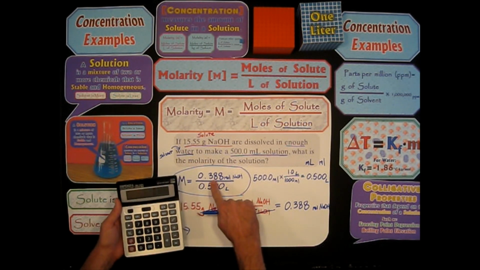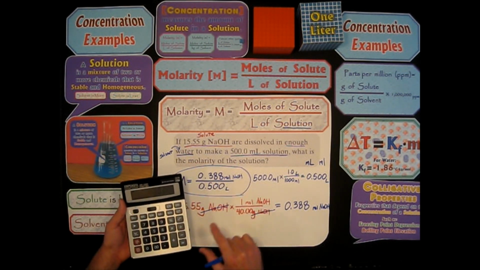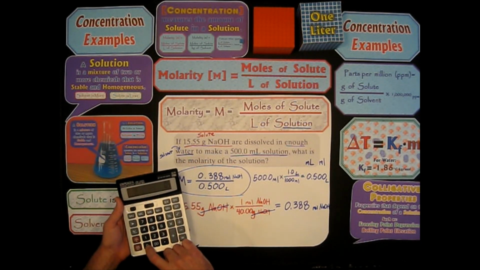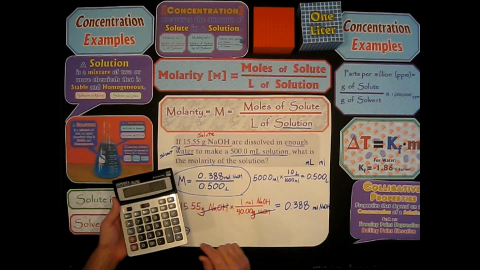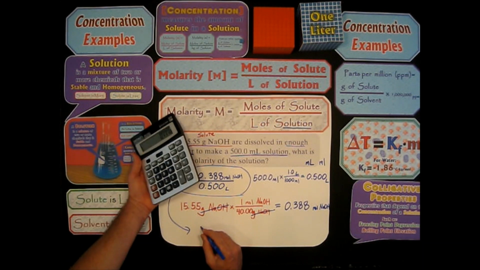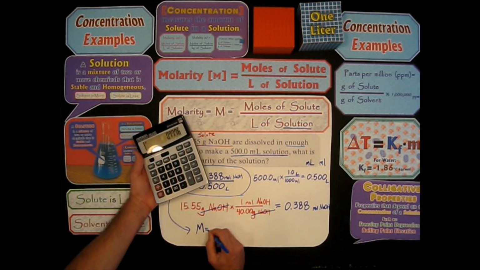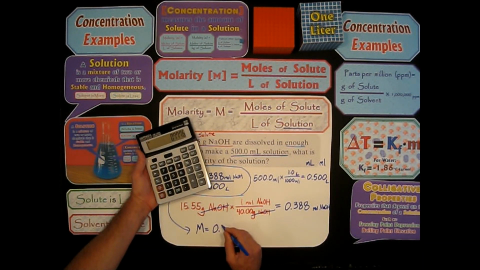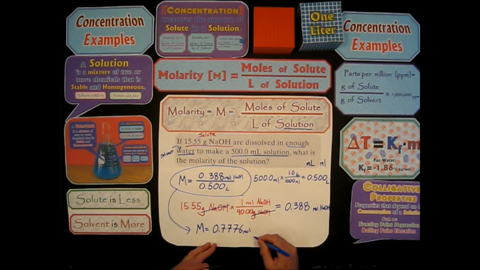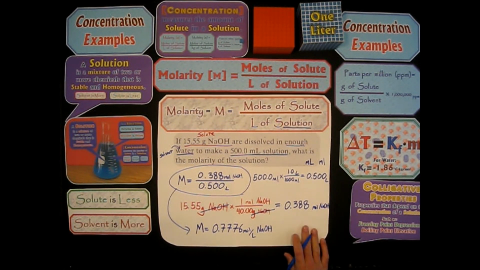I've still got this on my calculator, 0.388 moles of sodium hydroxide. Then I just divide by 0.5. I could put in the zeros if I want, that won't matter. And dividing by a half is like doubling. So what I get here is molarity equals 0.7776. And then what are the units? Well, the units are moles per liter. And then sometimes we identify the solute, and you could write NaOH. That's the normal way to do it.